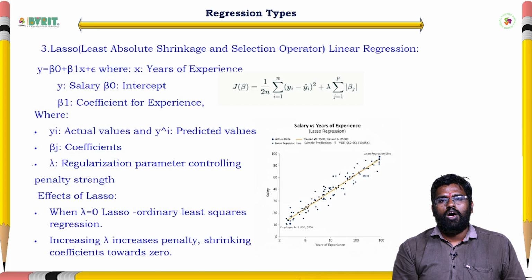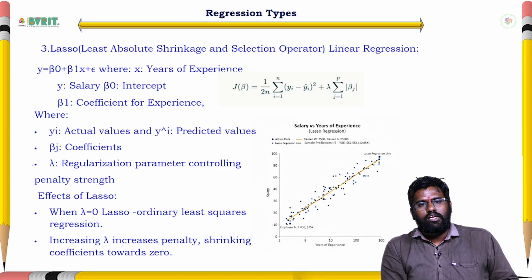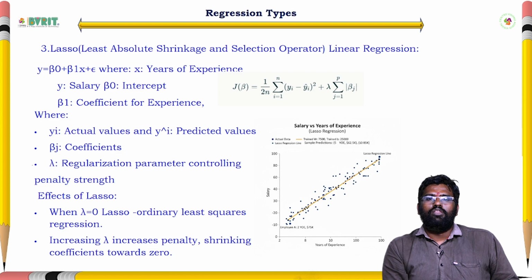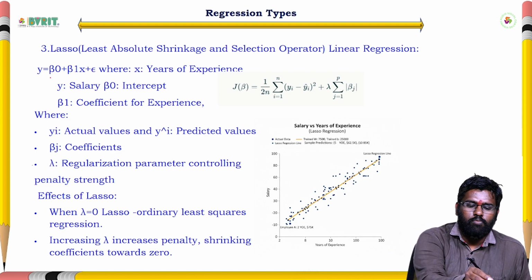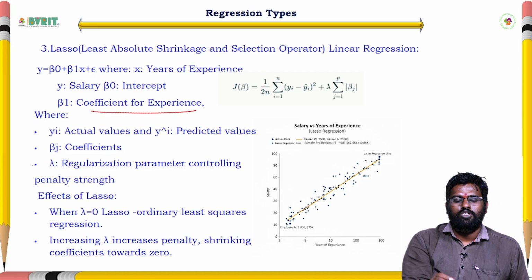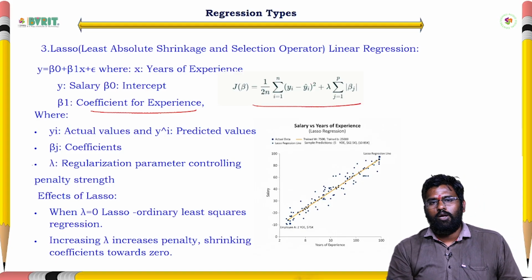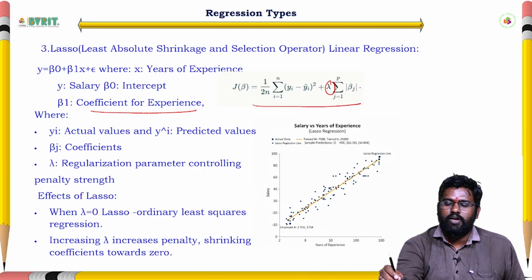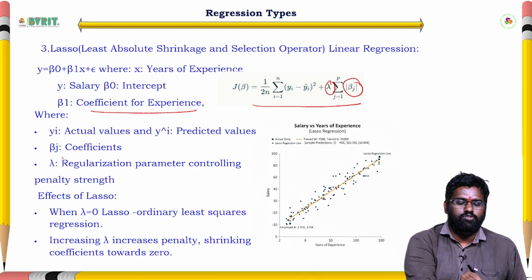Next one, lasso. Lasso means least absolute shrinkage and selection operator. It is used to handle overfitting and underfitting in the given equation. The formula is B0 plus B1x plus E, where B1 is the coefficient of experience; those are all the coefficients. J of beta is equal to 1 by 2n times the sum of (y minus y cap), where y means our initial coordinate points and y cap the predicted values, plus lambda, which is a constant value, times the modulus of beta j, the sum of all the beta j coefficient values.